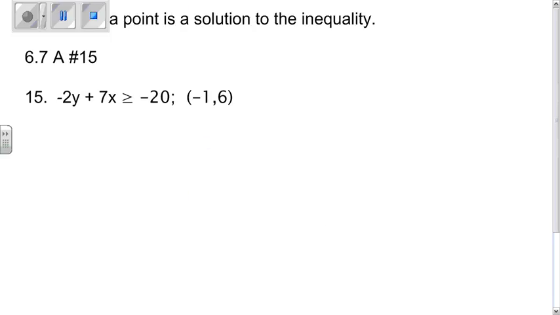To check if a point is a solution to an inequality, you have to plug in the point. Remember, the first number is your x, the second number is your y. So we're plugging those in where we see x and y.